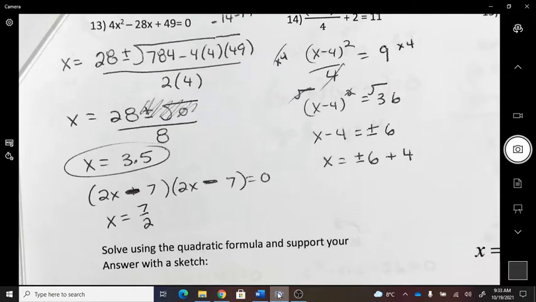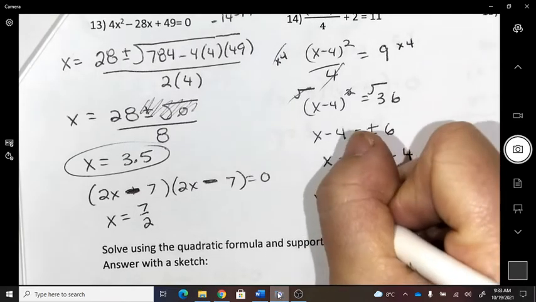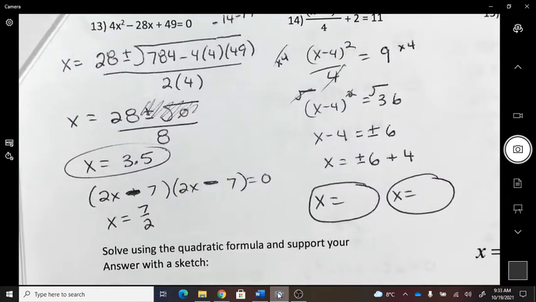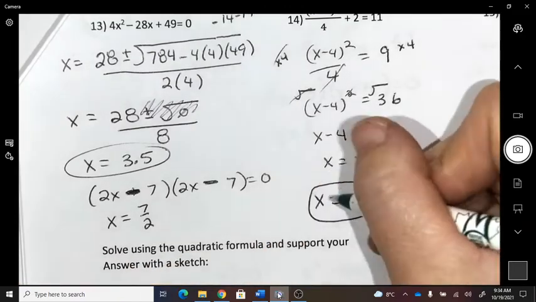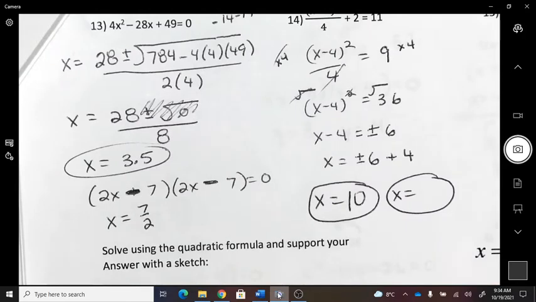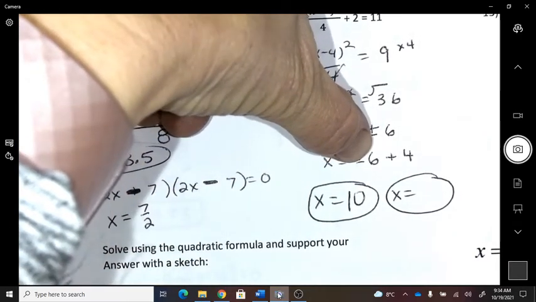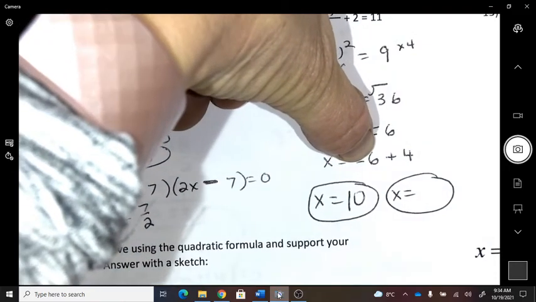Okay, normally you would leave it like that if it looked messy, but can you figure out what 2 numbers it would be? So the first time, it's positive 6 plus 4. And then the second time, it's negative 6 plus 4. So positive 6 plus 4 is 10. That's 10, right? So the second time, I have to do negative 6 plus 4.